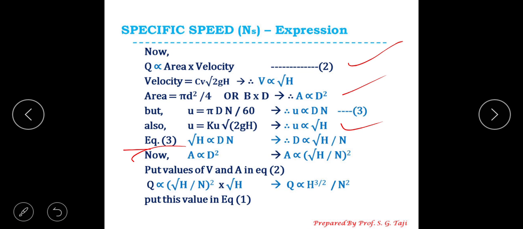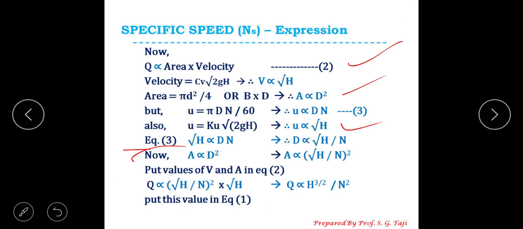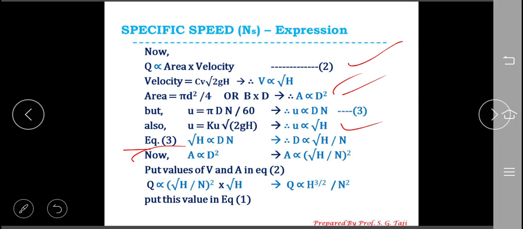root h is proportional to dn. Am I right? You can write in terms of root h. Root h is proportional to dn. Therefore, d is proportional to root h divided by capital N. Now, a is proportional to d squared in this step. Therefore, a is proportional to root h by n, whole squared, because it is d squared here.